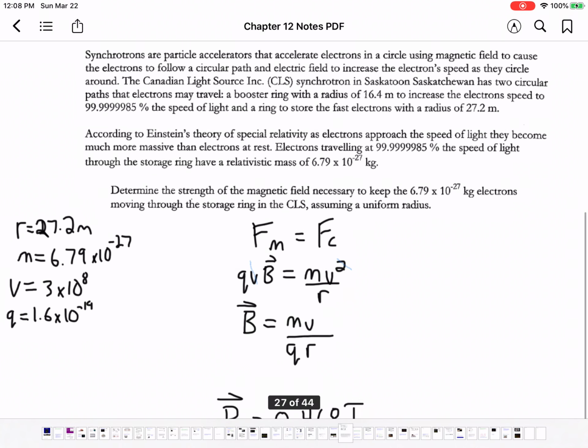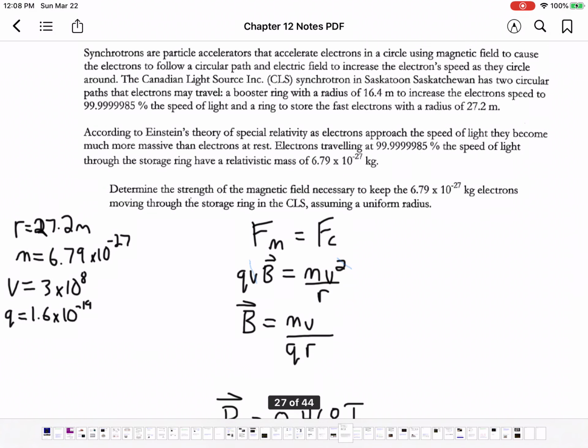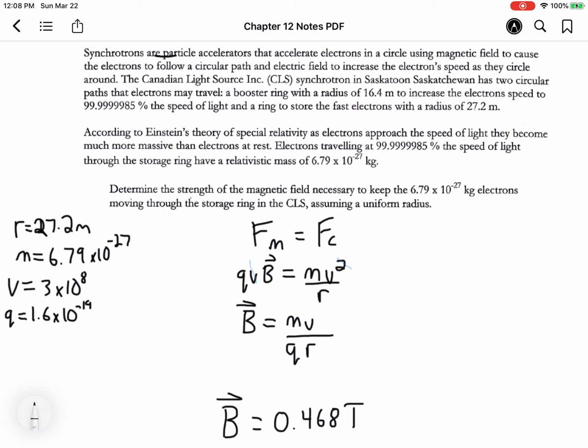Okay, so these synchrotrons are super cool. They're particle accelerators. A particle accelerator basically gets particles moving in circular motions using magnetic fields and tries to get them as close to the speed of light as possible. On the back of your formula sheet, the speed of light is 3 times 10 to the 8 meters per second. What's awesome is that we have one in Saskatoon that can get electrons up to 99.99985% of the speed of light, and the ring that stores these fast electrons has a radius of 27.2 meters.